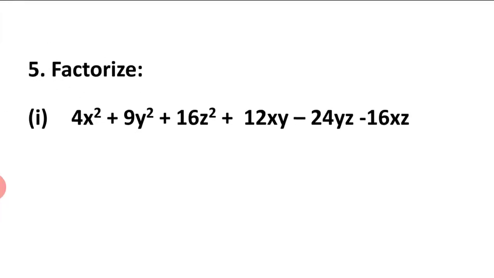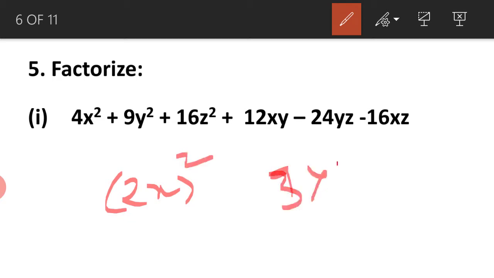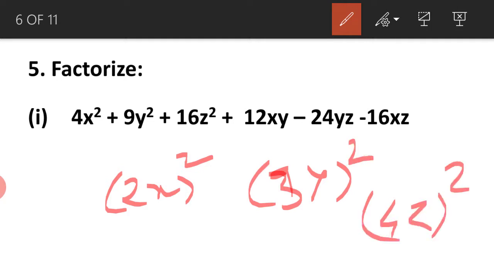First we will try to identify a, b, c. Now how will you identify a, b, c? So it will be (2x) whole square, then 9y means (3y) whole square. The first three terms are perfect squares. So 4z square. But now coming to the next three, two terms are negative. That means out of these three, one should be negative or two should be negative. Both are correct. So we will go for one negative term.